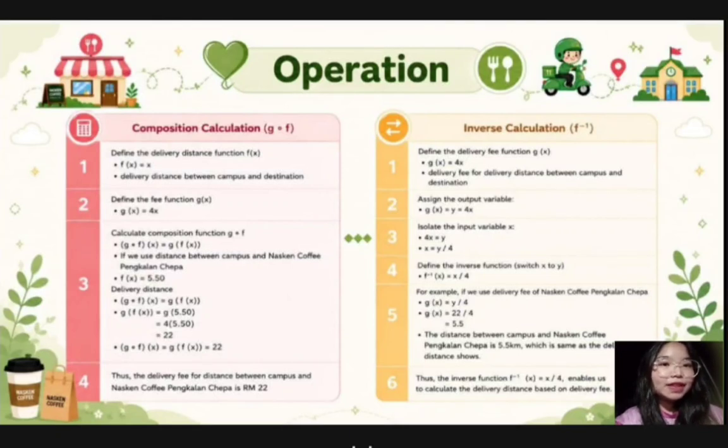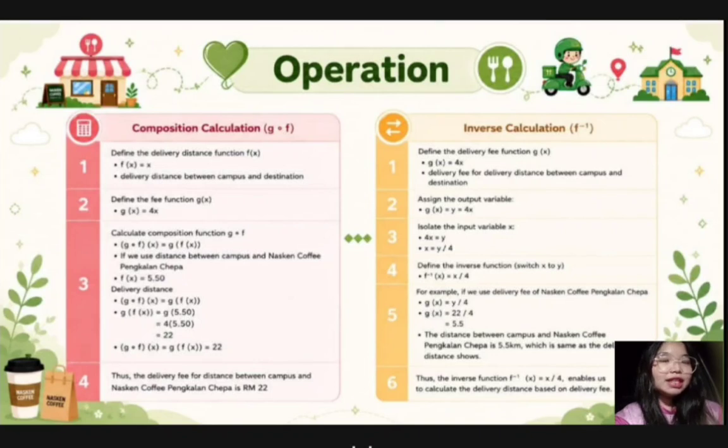Next, I will explain the inverse function. Sometimes we know the delivery fee, but we want to find the delivery distance. So, we need to use the calculation of the inverse function. Firstly, we start with the equation g(x) = 4x. Second, we set y equal to 4x. Then, we make x the subject of the equation. So, x equals y divided by 4. Therefore, the inverse function is g inverse of x equals x divided by 4. We read g superscript negative 1 as g inverse.